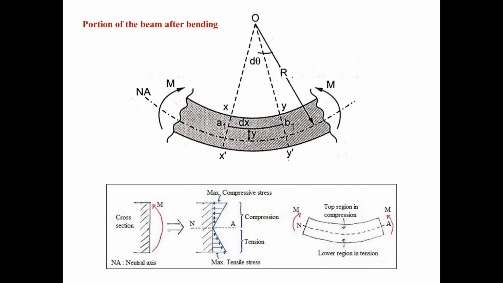Now this is the portion of the beam after bending. We have R, the radius of curvature, and the angle theta. With the pure bending moment M, the neutral axis will curve like this.